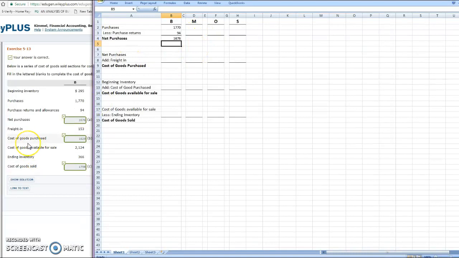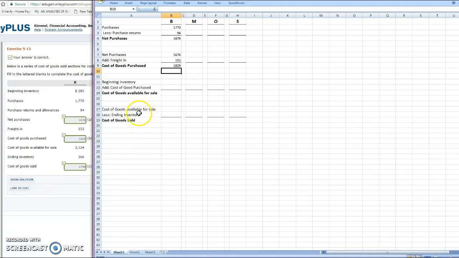The next thing it asks for is our cost of goods purchased. So right here for our cost of goods purchased, we know if we take our net purchases, which is the number we just figured, the 1,676, we add the freight in, which is 153. That will give us our costs of goods purchased, which is 1,829.